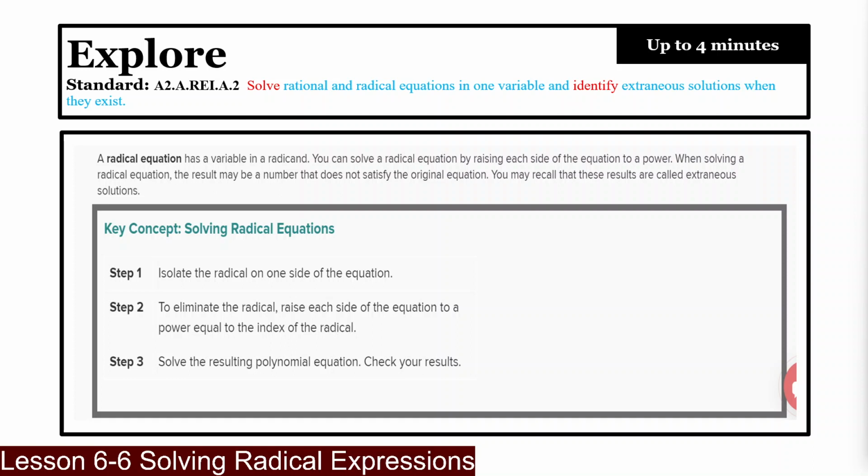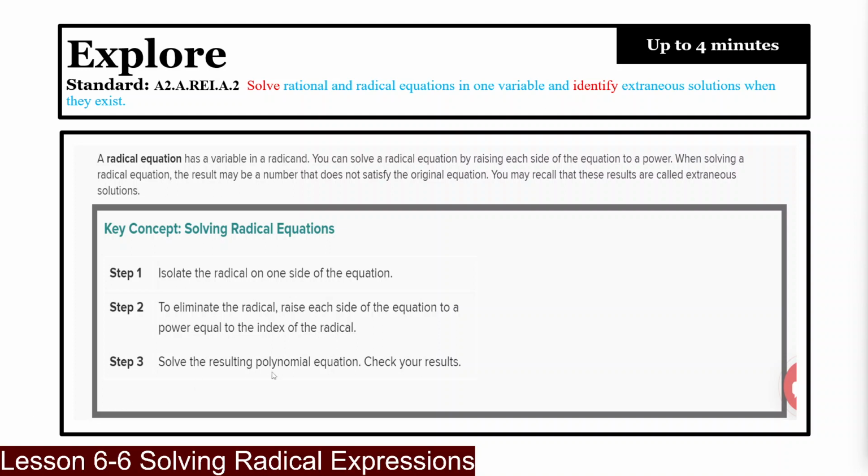So how do we solve radical equations? The first step is to isolate the radical on one side. To eliminate the radical, raise each side of the equation to the power equal to the index. And we talked a lot about index yesterday, and we'll talk about it again today as well, because understanding the index is very important. What the index does is it lets us see how many times we have to multiply something. We'll go over that in a minute.